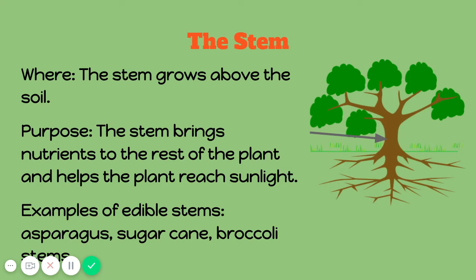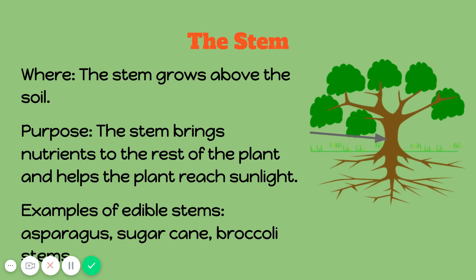The second purpose of the stem, so there's another purpose, is that it helps the plant reach sunlight. Sunlight is essential for plants. Some stems go really high, like sunflowers. Some don't go as high, but they're all trying to get the leaves as close to the sunlight as they possibly can. Edible stems are asparagus, which is one of the only vegetables I like, sugarcane, and the broccoli stems, the hard part of the broccoli.